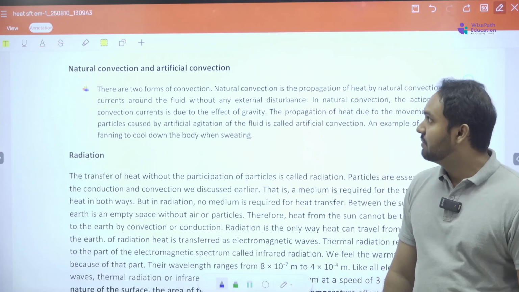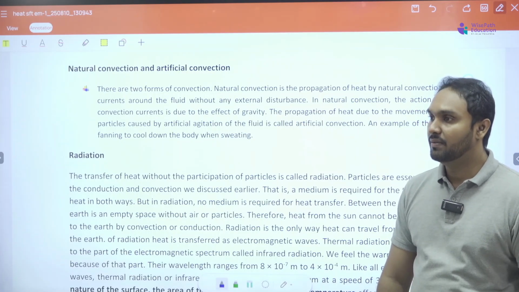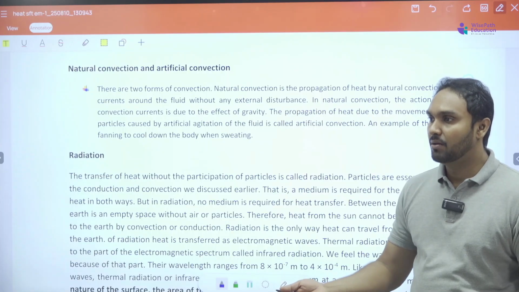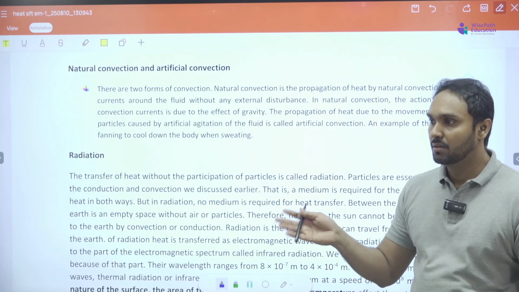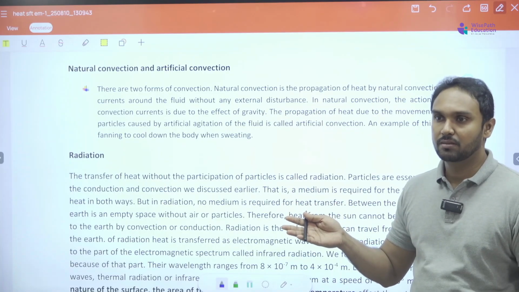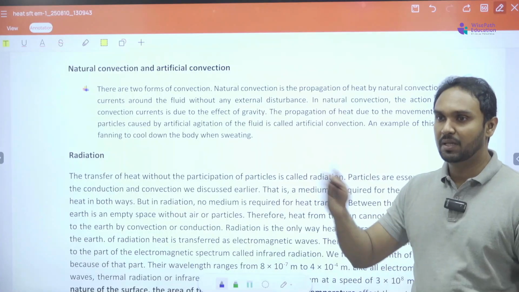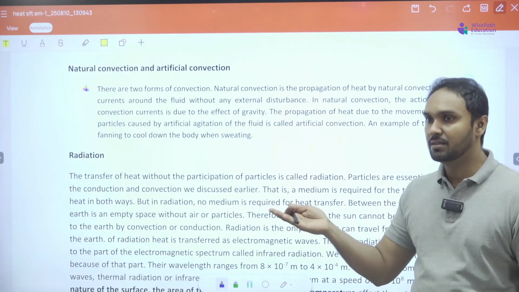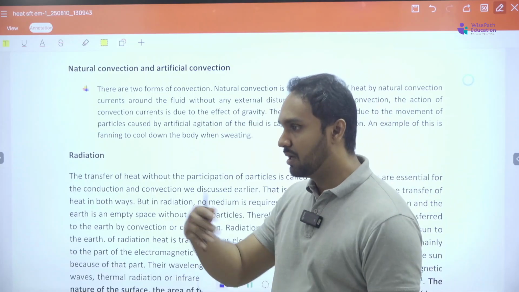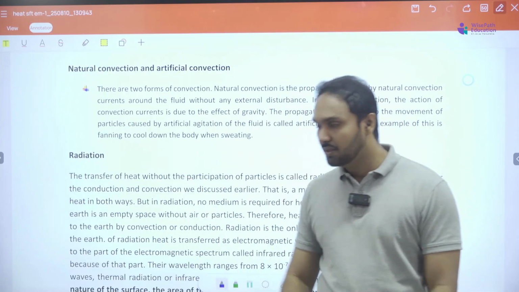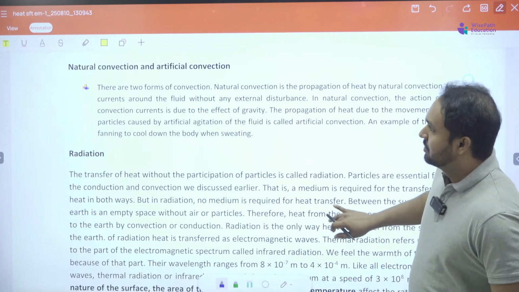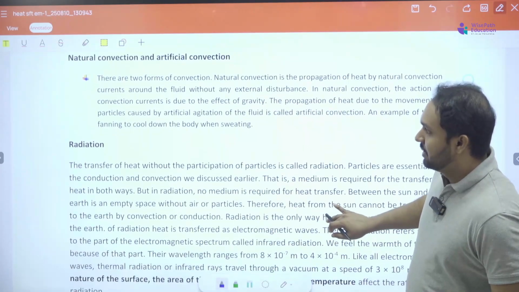The artificial ones are, if you are using a pan or something as a cooling support, there is an artificial convection that you create there. Artificial convection, right? So that is the only difference, right?